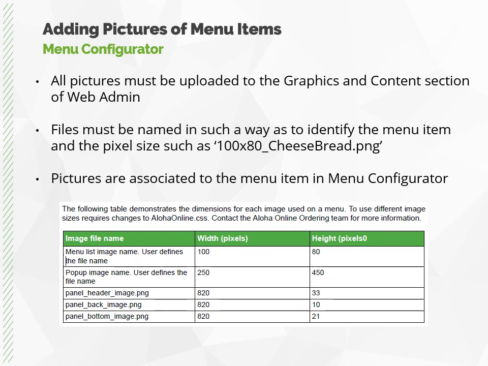Files must be named in such a way as to identify the menu item and the pixel size. For example, a picture of cheese bread would be named 100 by 80 underscore cheesebread.png for a menu list image.